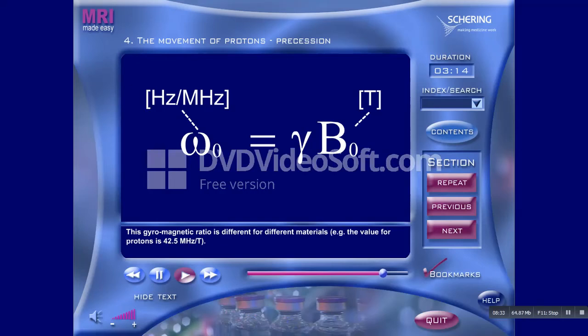The exact relationship is determined by the gyromagnetic ratio gamma. This gyromagnetic ratio is different for different materials. For example, the value for protons is 42.5 megahertz per Tesla. It can be compared to an exchange rate, which is different for different currencies.